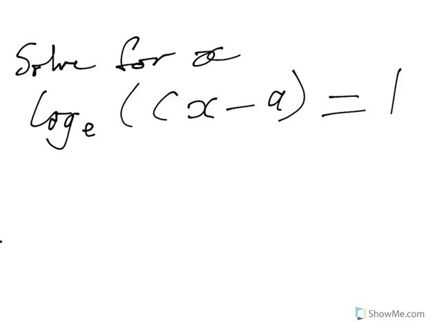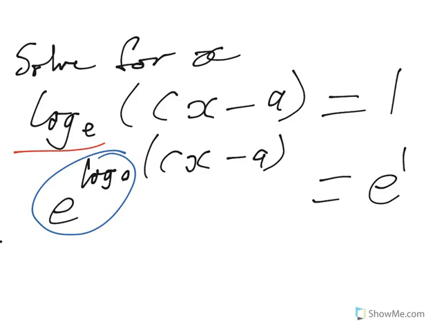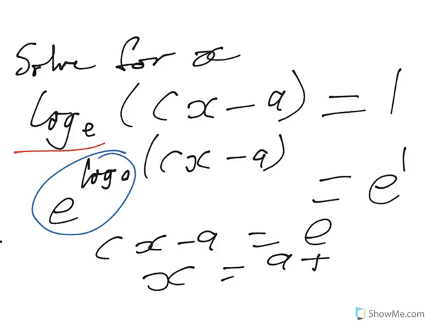So we need to remove this log to the base e, so we need e to the power of both sides. Just a reminder, the reason that we do that is that these two things effectively cancel each other out, the e and the log base e. So we now have cx minus a, and e to the power of 1 is just e. Add a to both sides and divide by c, and you get (a plus e) all over c.